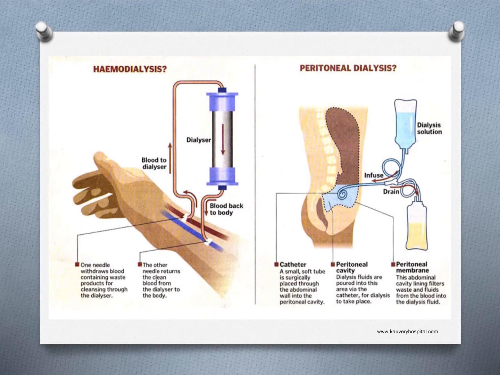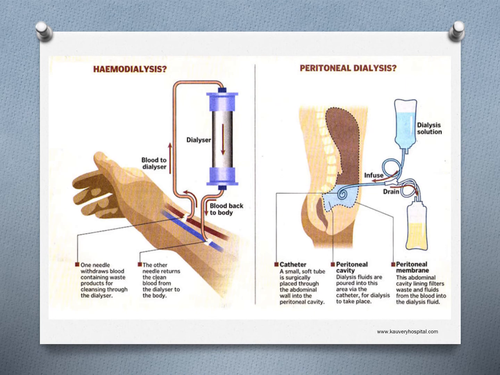In this slide, we see the method of hemodialysis and peritoneal dialysis. In hemodialysis, one needle withdraws the blood containing waste products for cleansing through the dialyser. This blood is then carried to the dialyser. In the dialyser, the blood gets filtered.